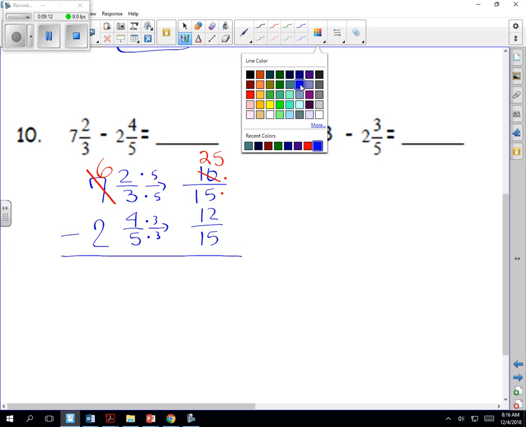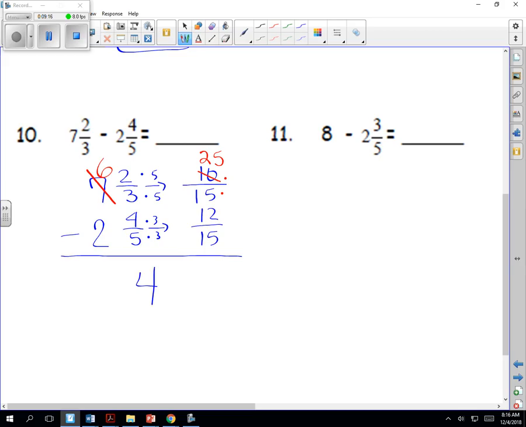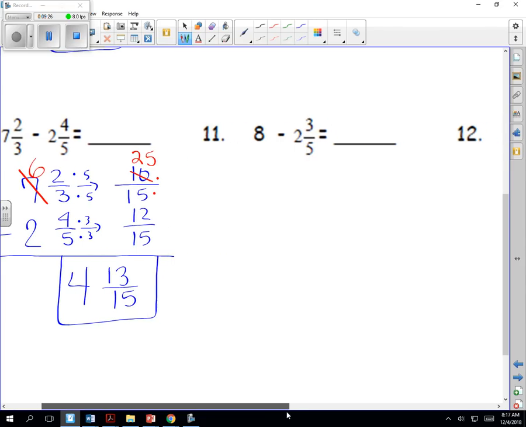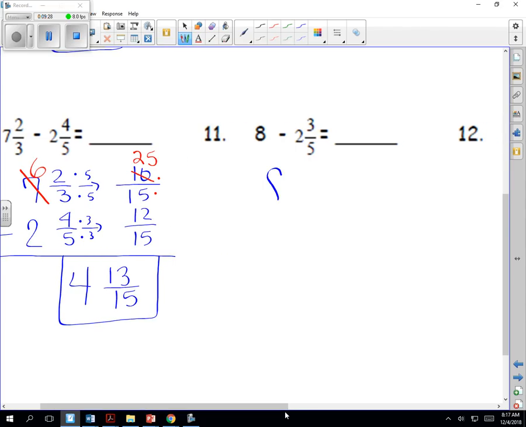Now we can subtract. So 6 minus 2 is 4. 25 minus 12 is 13 over 15. 13 is prime, therefore we cannot reduce. All right, well, what do we do if we have a whole number? So we have 8 minus 2 and 3/5.